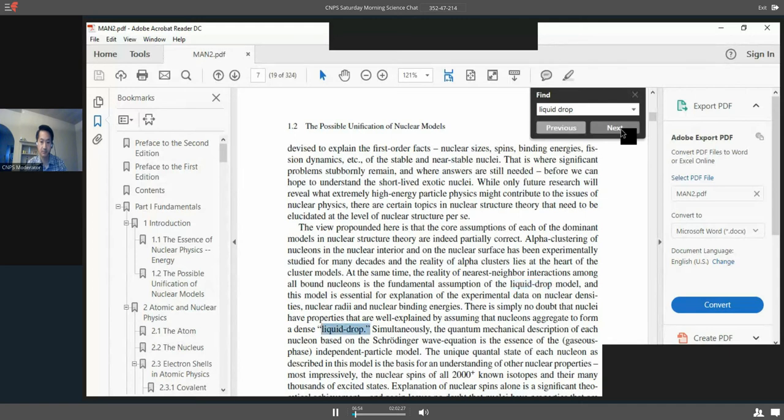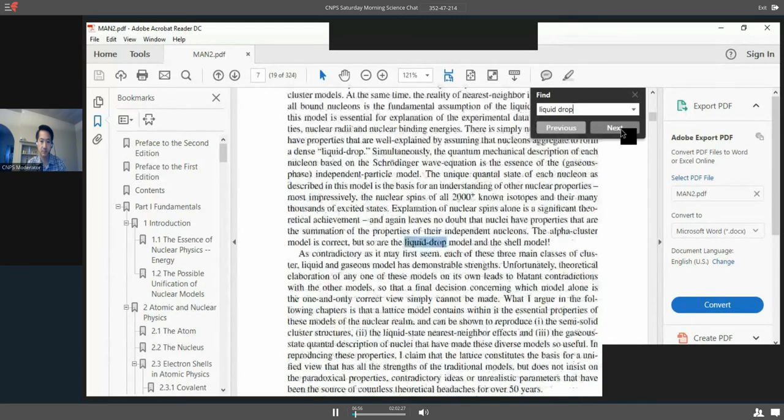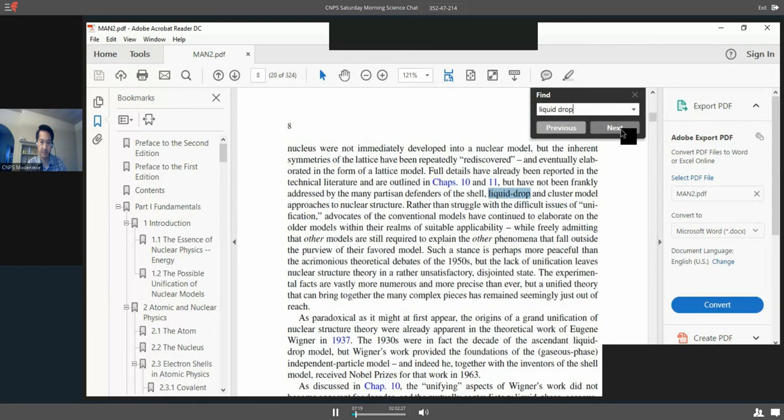So we've got two models that are used, and the question is, why do we have two models? Normally, you have one model. And those models are mutually exclusive. You can't do both at the same time. That's right. So they're incompatible with one another in some sense, and that has been a problem for a long time.